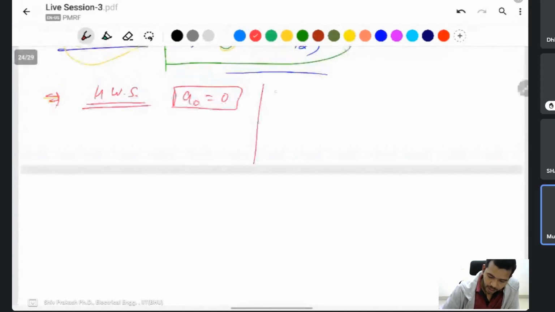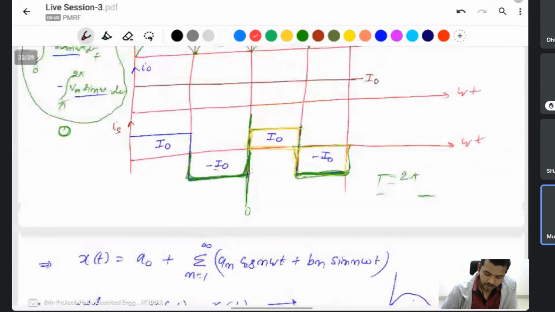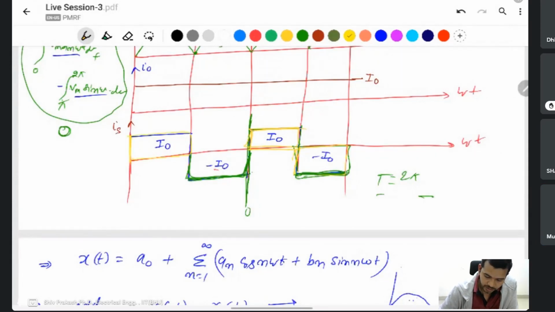Sir, can we verify this half wave symmetry at any time? At all times. You can choose any section of the waveform. If you take this one and shift it by pi in delay, it shifts here. Then you take the negative of this waveform, so it goes down. Then it coincides with the original waveform. It's the same as the original waveform. That's why this is half wave symmetry.